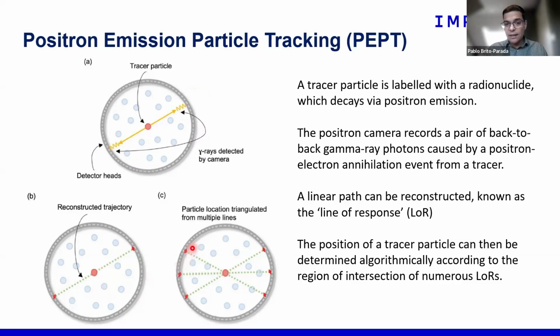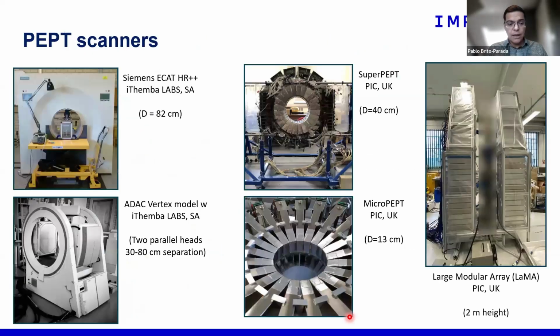And what happens then is that by having multiple events, we can use triangulation algorithms to identify where exactly that particle was. So that algorithm allows us to determine the line of response, and therefore we do that over time, and we can have an exact position of the tracer over time. So that is very useful, and that's how the technique works.